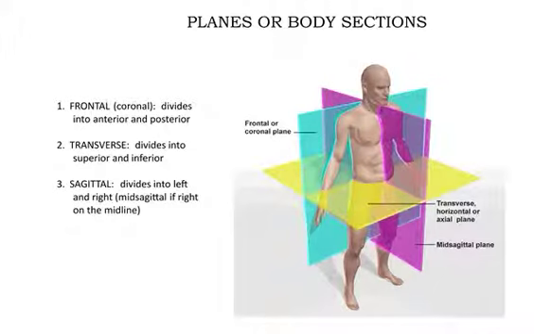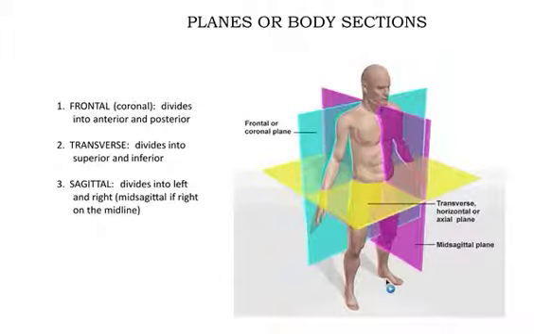A couple of planes or body sections. This will be our last little bit for this video. The frontal plane divides the body into anterior and posterior. So it comes right along the center of the individual, kind of through the head and down the arms, and cuts them in half front to back. A transverse plane divides superior from inferior, so that's like chopping the leg off or cutting the body in half at any other point where it divides the top from the bottom.